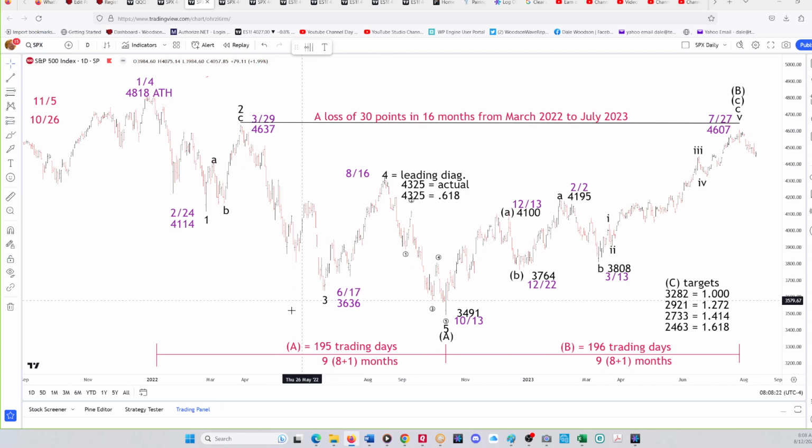You can see here the nice symmetry to wave A down with 195 trading days. B up was 196 trading days. They both lasted a Fibonacci 8 plus 1 month, or 9 months. And we have the all-time high here, A down. There is B up. There's our wave C targets. Again, a normal 5-3-5 ABC correction gives a minimum target of 32.82 for wave C. That's a normal correction in a bull market. Can't stress that enough.